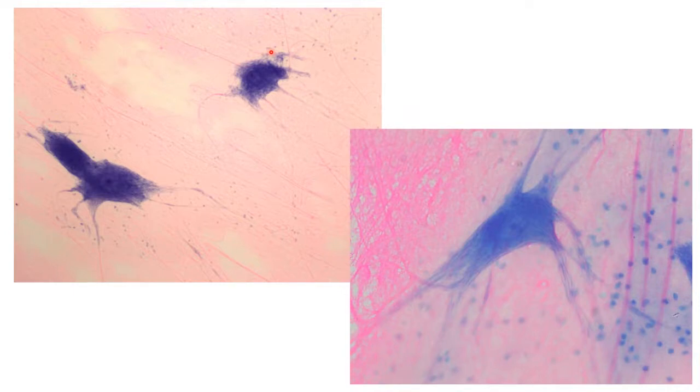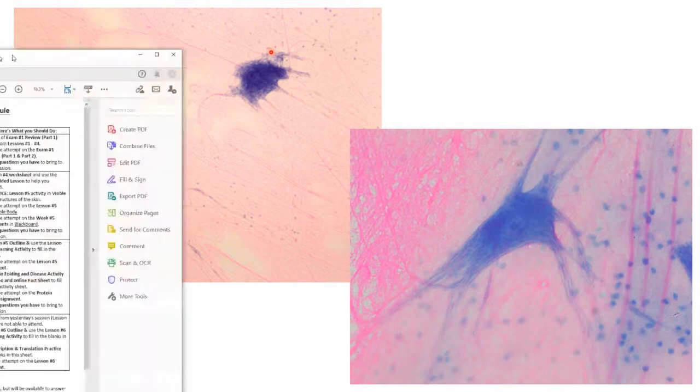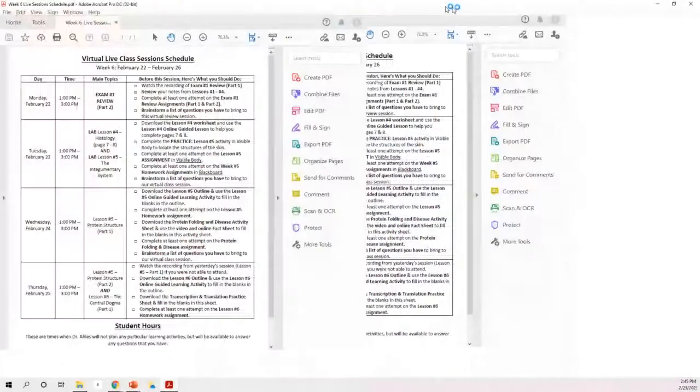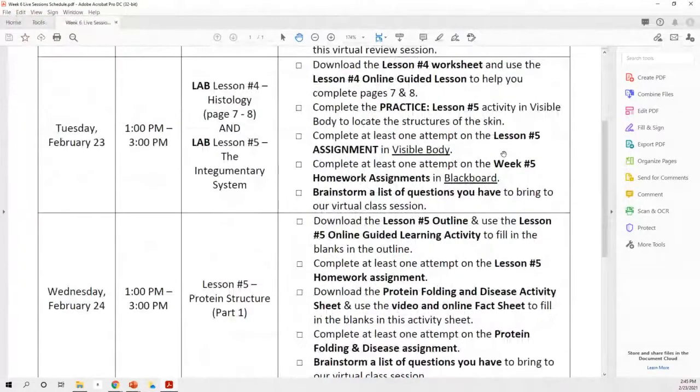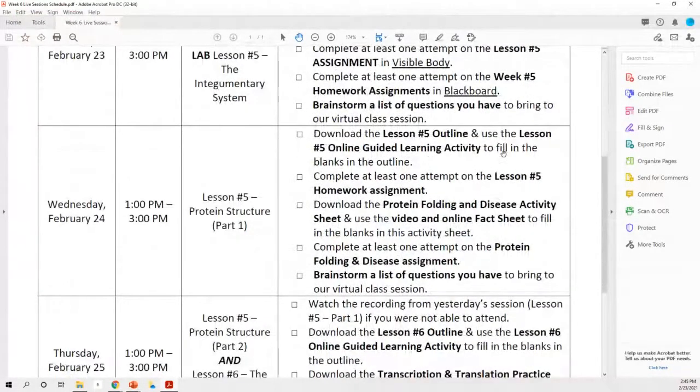I am pulling up our schedule of classes for this week. Let me pull it over really fast so we can all look at it together. Tomorrow's Wednesday, if we can believe that. Tomorrow, we're going to be focusing on lesson number 5.